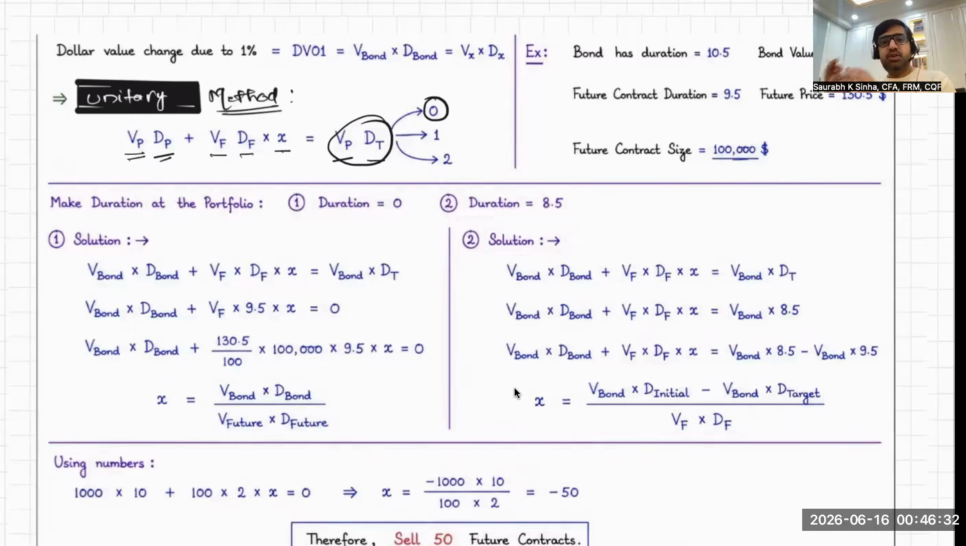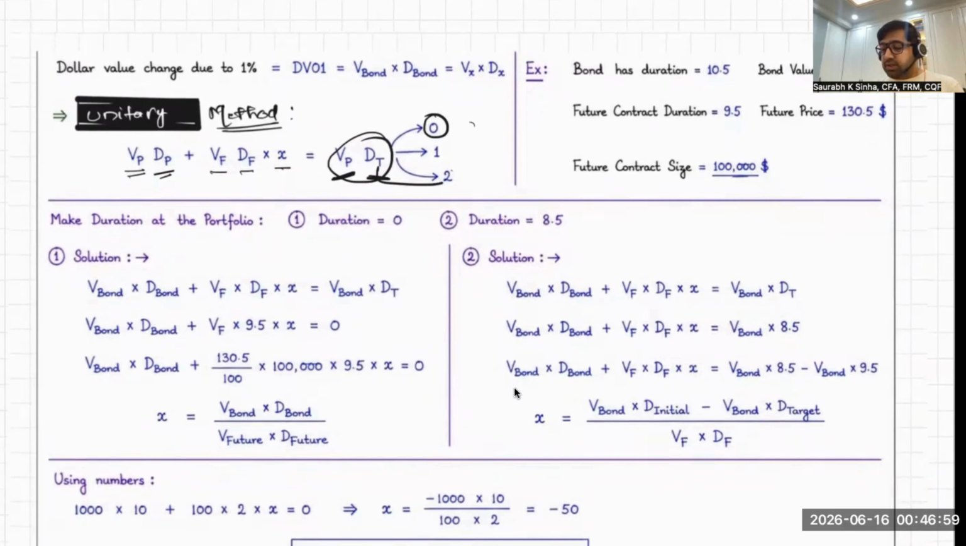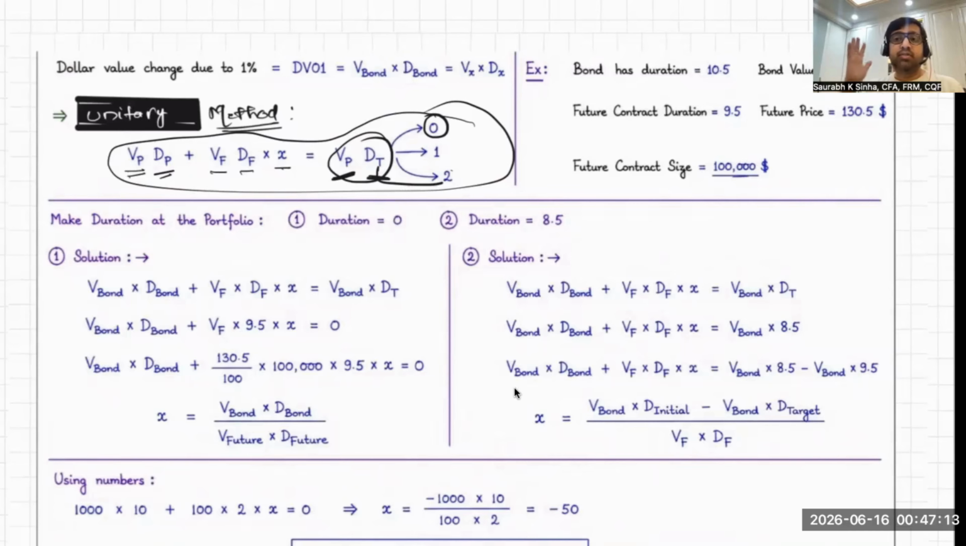Now, if the duration changes to one, this formula will become value of portfolio into duration of one. If you don't want the duration to reduce to zero, you want the duration to reduce to two only, then it will change to two. This is the simple unitary method. If you think properly, this is the unitary method, nothing else. So we'll use this formula. Going forward, for any calculation, if you're trying to hedge any bond portfolio with the help of any future contract, whatever is written in the book doesn't matter, because this formula is a universal formula.